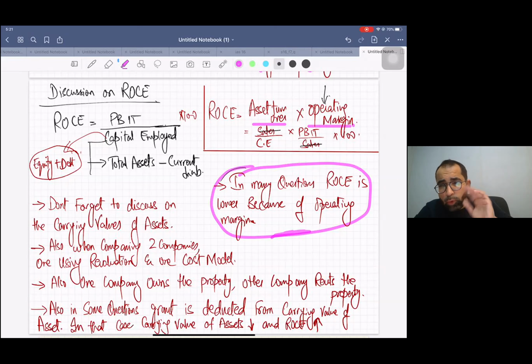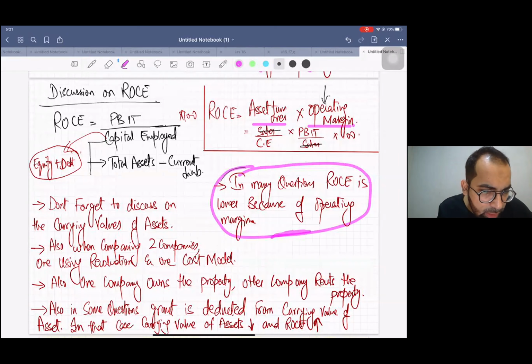Now, one more aspect of ROCE. Listen, ROCE is PBIT upon capital employed, and capital employed is total assets less current liabilities. Total assets, my dear student, less current liabilities.